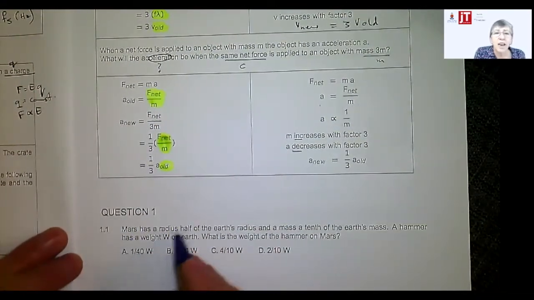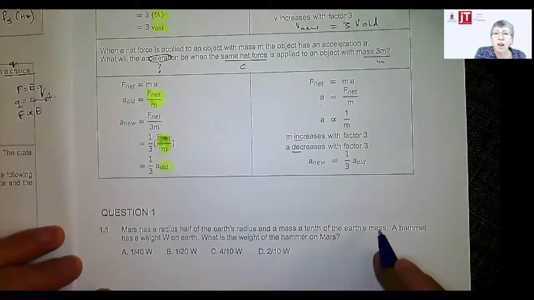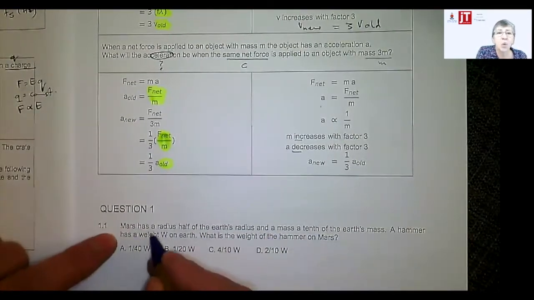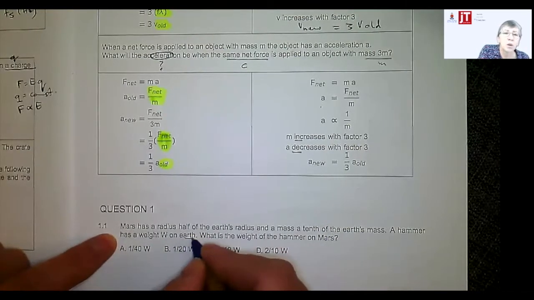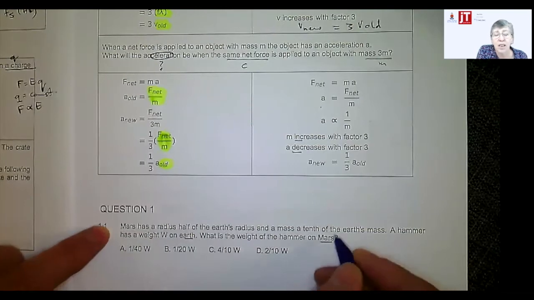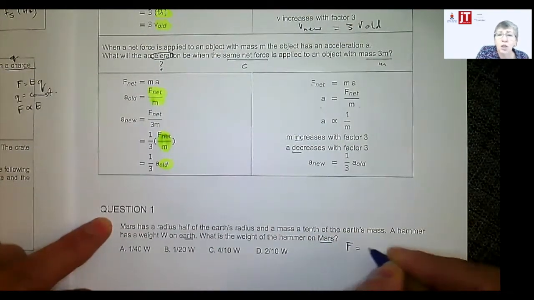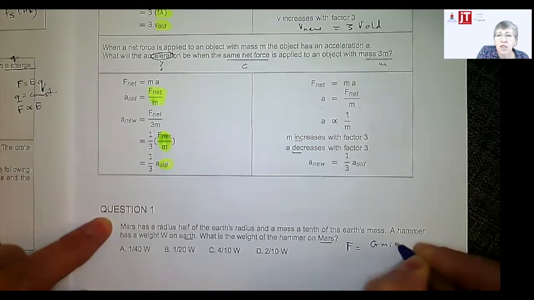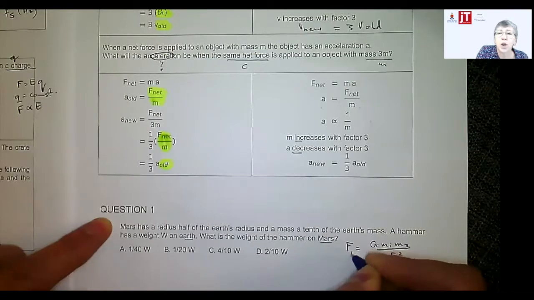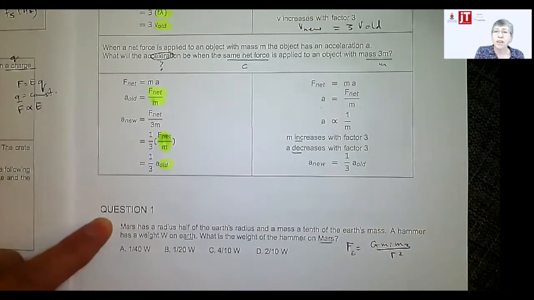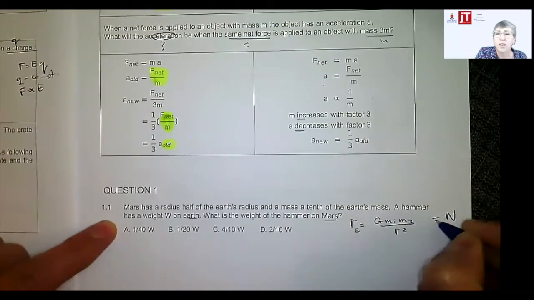Mars has a radius of half the Earth's radius and a mass 1/10 of the Earth's mass. A hammer has a weight of W on Earth. What is the weight on Mars? So we're talking about Earth and we're talking about Mars. And it should be obvious for you that we're talking about Newton's universal gravitational law, G M1 M2 over R squared. And we're talking about Earth first. And we are now going to compare that. And they call the weight W.